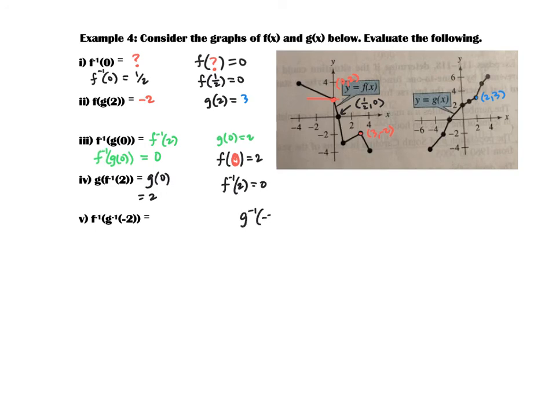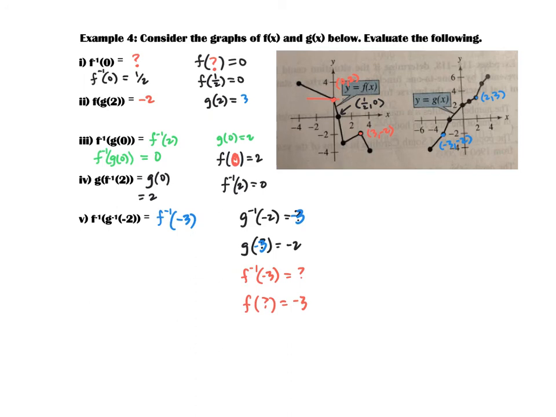G inverse of -2, we don't know what that equals, so we want to find g of what such that the output is -2. So g of -3 gives us an output of -2. So g inverse of -2 is -3. So this would be equal to the f inverse of -3. Let's relate f inverse of -3. Don't know what it equals, but I know that f of that number should equal -3. Let's see if f ever equals -3.